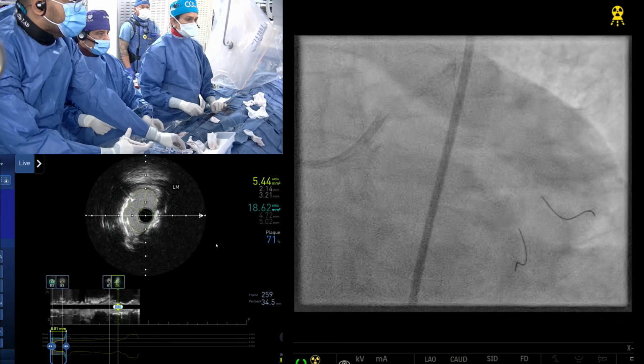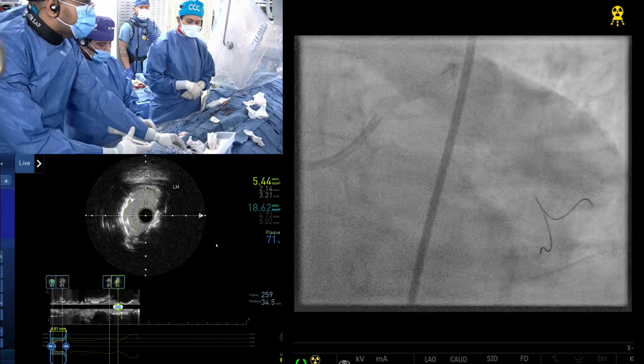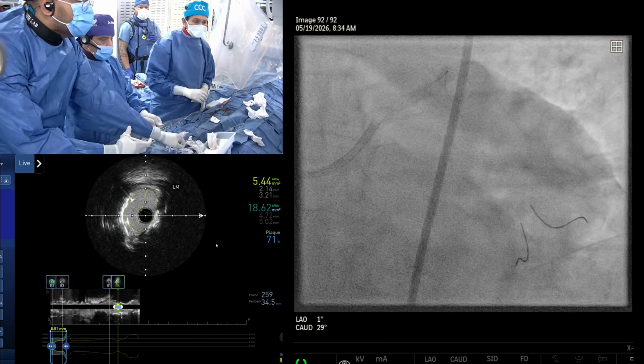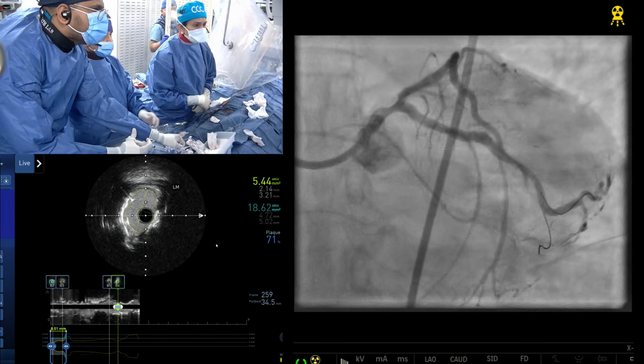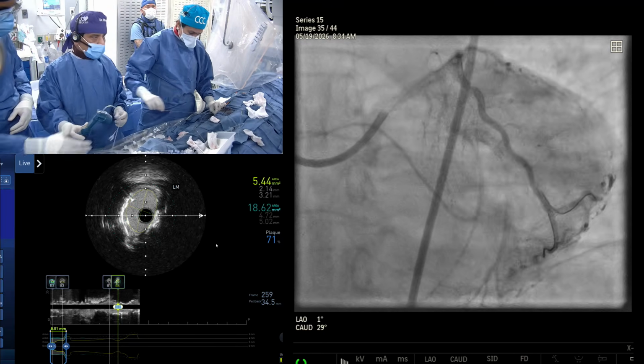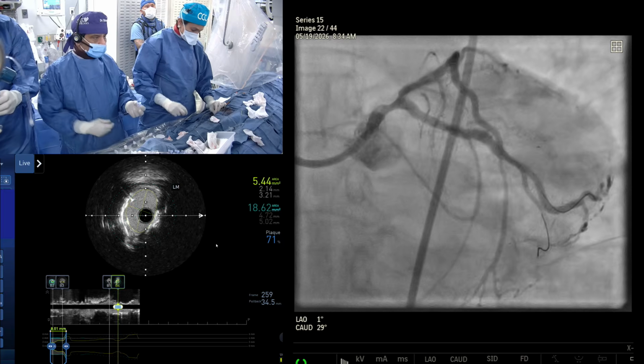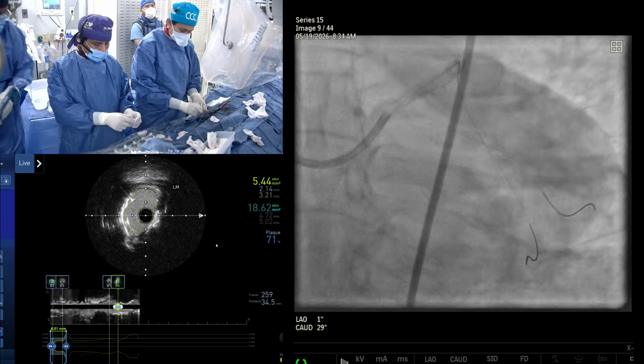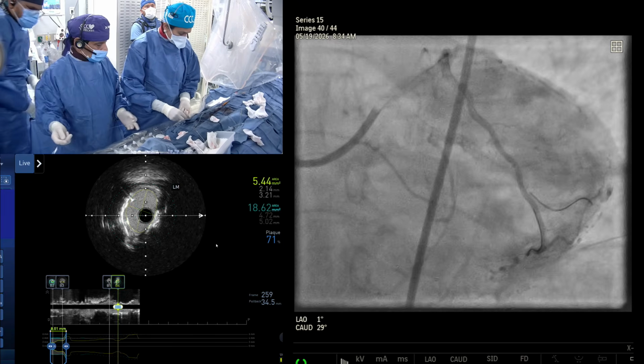Do you need a balloon to dilate further inside? No need. Take a cine. Looks good. It looks perfect. Okay, IVL to the LAD.